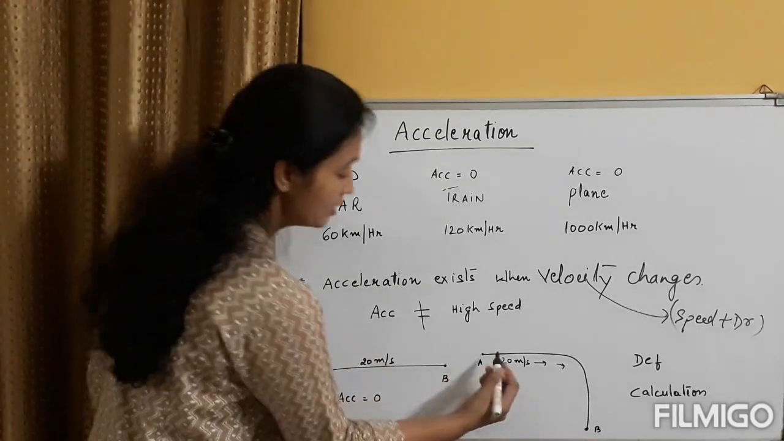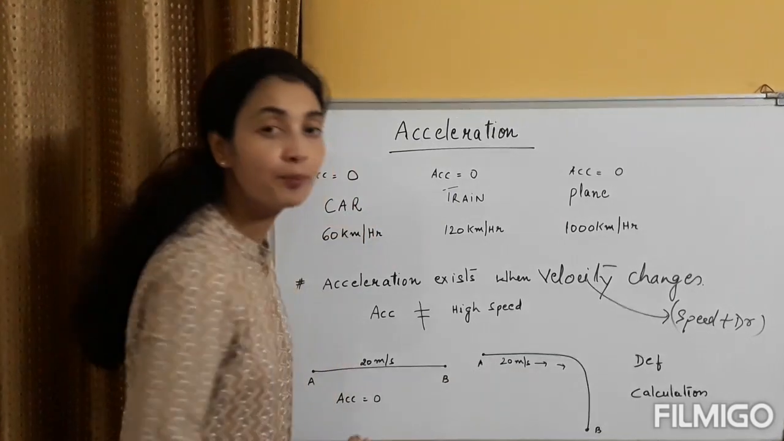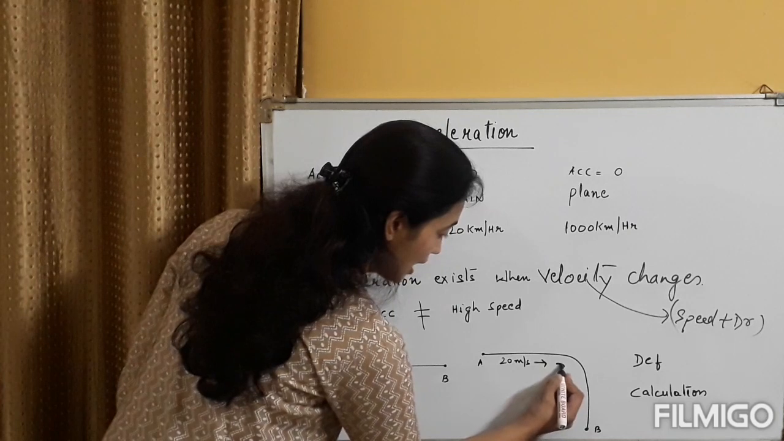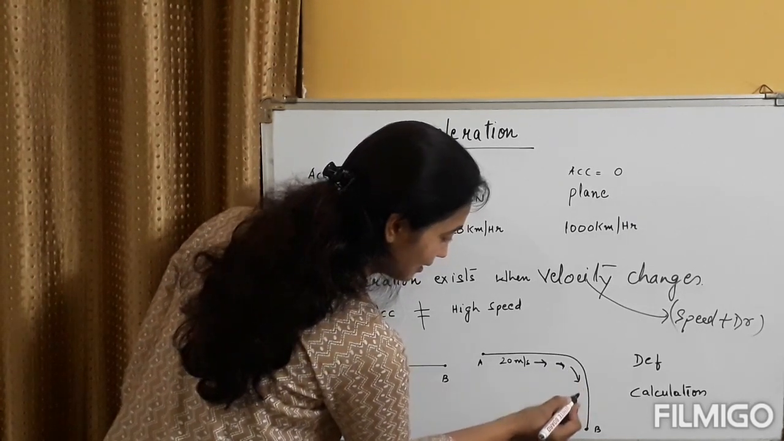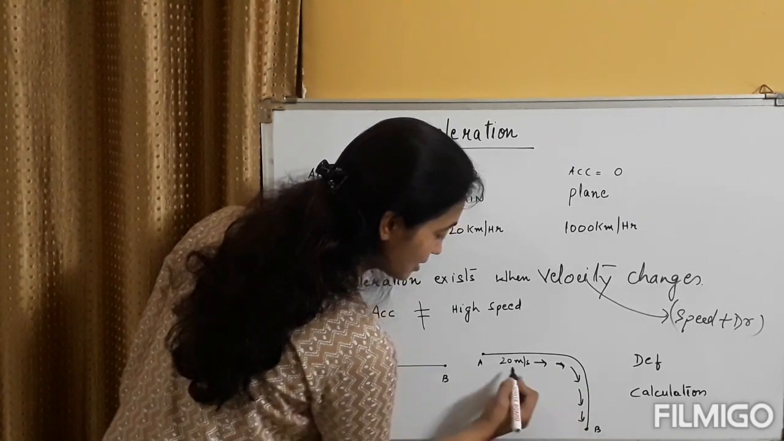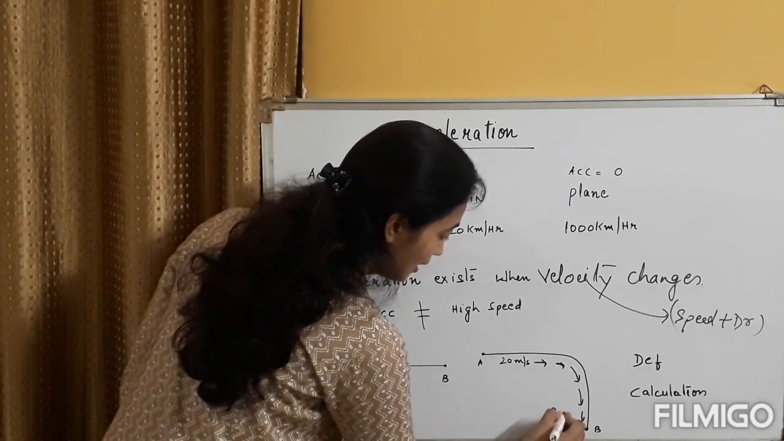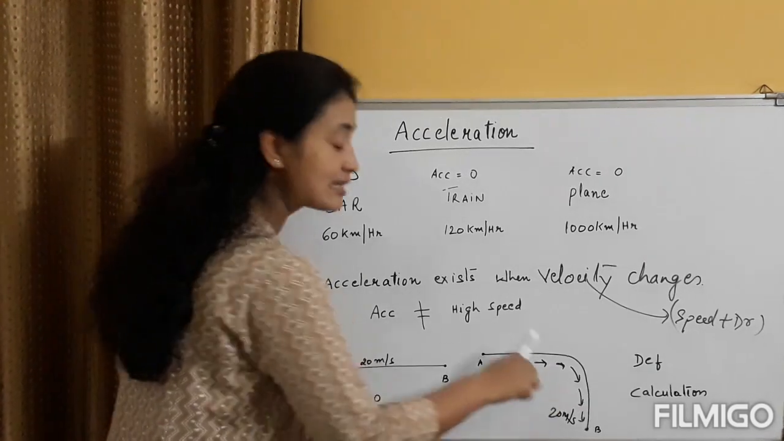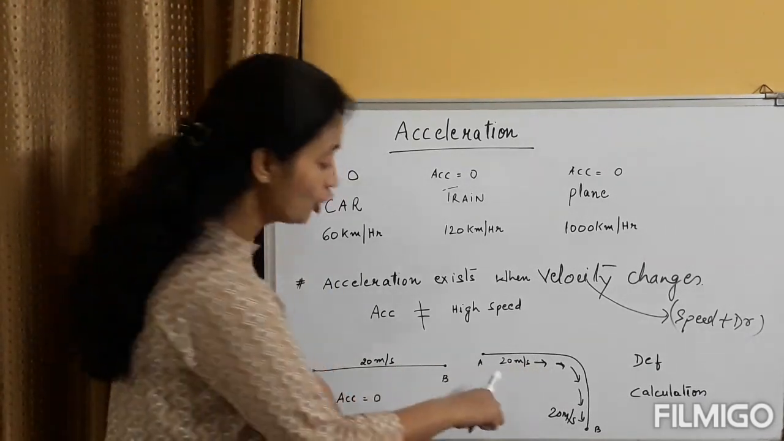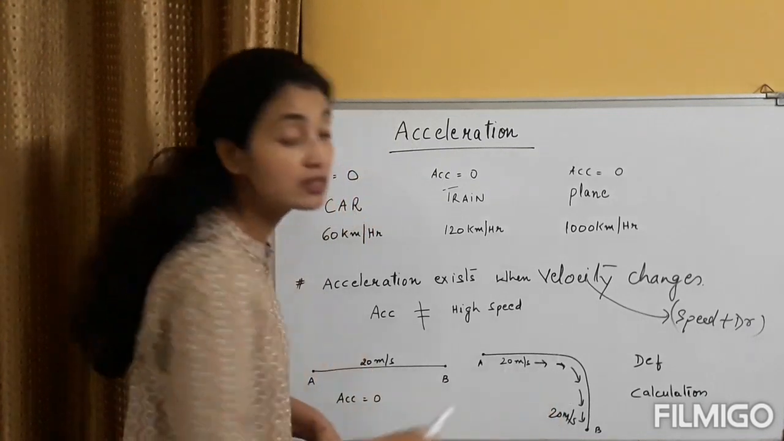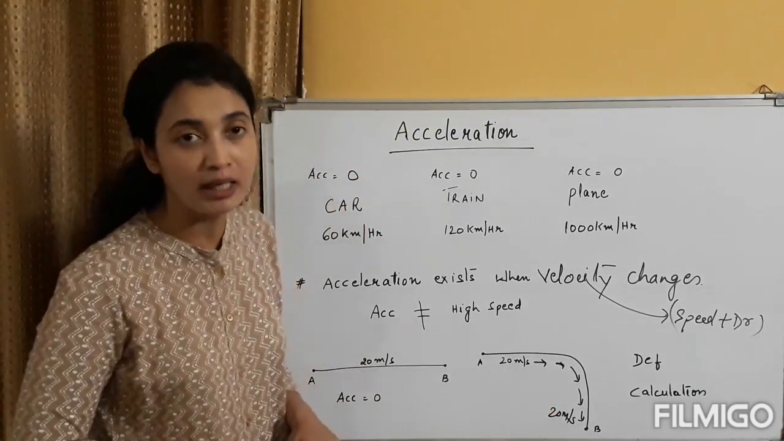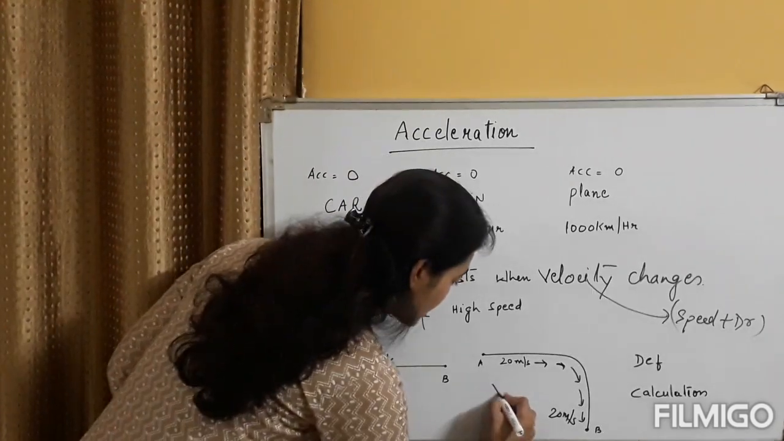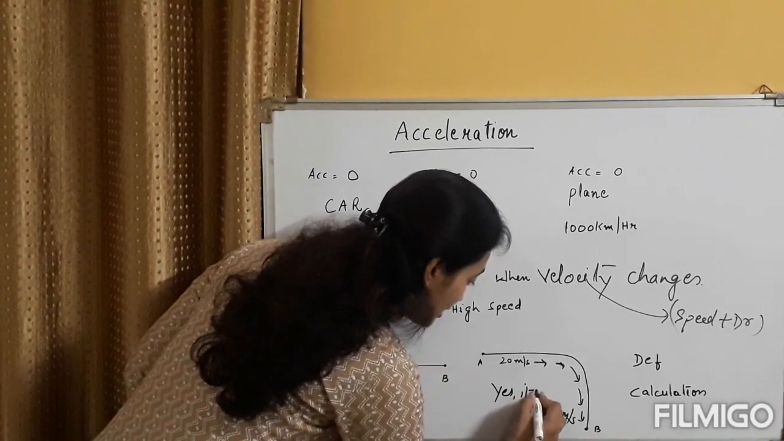Consider this situation. Suppose a body is moving from point A and it has started its motion in the direction of the arrows, and then like this, and then like this, and then like this, with the same speed, 20 meters per second. Now what do you have to say? Is it accelerating? Even though the magnitude of speed remains constant, 20 meters per second throughout the journey, is it accelerating? Yes, the answer is it is accelerating.